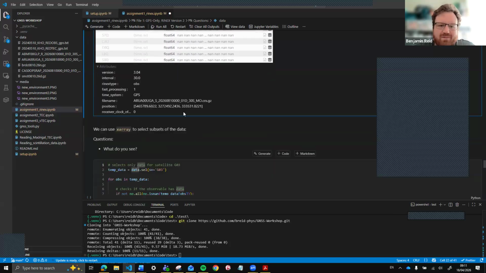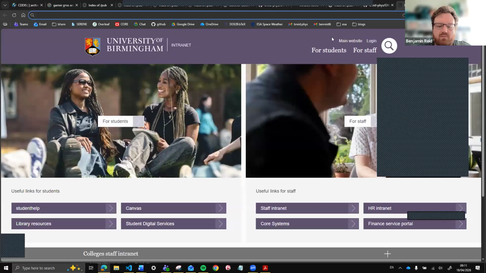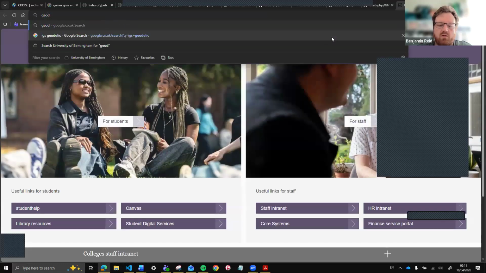Right, and then there's other things, we can see it's a version 3. It has the file name here. I trust this position because this is a pretty good station, right? This one's in Uganda. So if you want to check the position of something, there are services. I used the other day, just, what is it called?